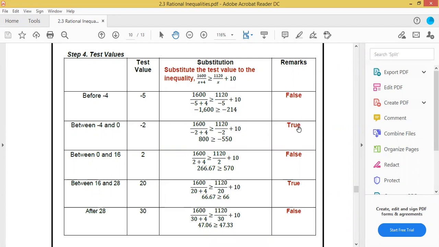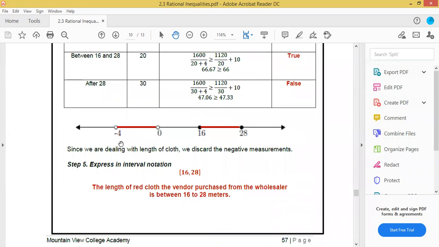We found out that only between negative 4 and 0 and between 16 and 28 have true remarks. So we darken the line from -4 to 0 and from 16 to 28. But since we are dealing with the length of cloth, we discard the negative measurements. Remember, x stands for the number of meters that the vendor purchased from the wholesaler. So we'll only have 16 and 28.